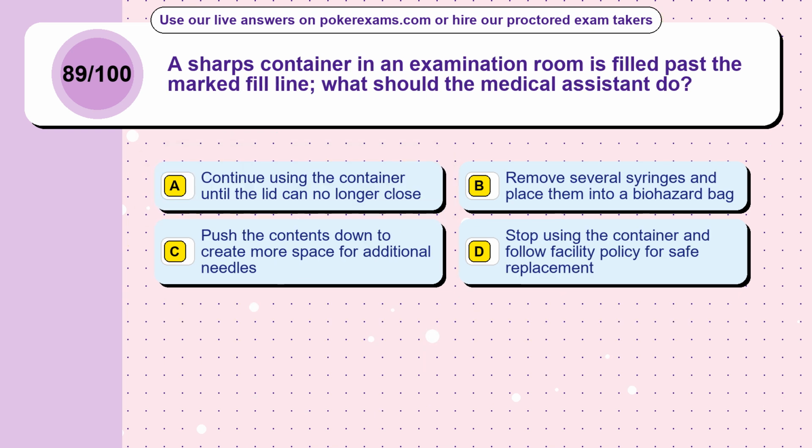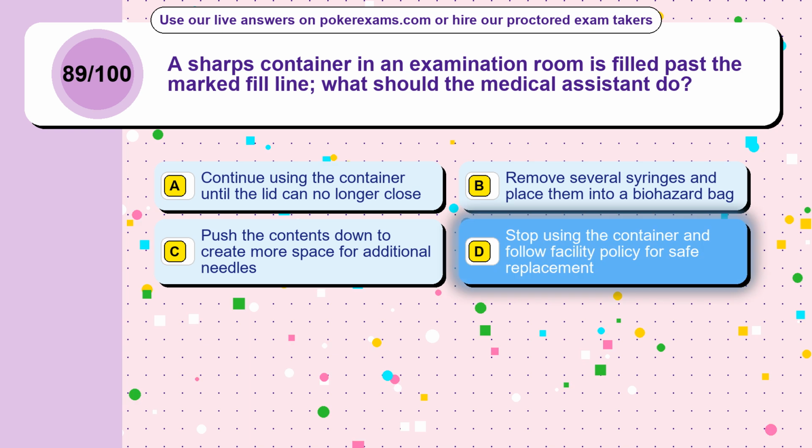Question 89. A sharps container in an examination room is filled past the marked fill line. What should the medical assistant do? Option A. Continue using the container until the lid can no longer close. Option B. Remove several syringes and place them into a biohazard bag. Option C. Push the contents down to create more space for additional needles. Option D. Stop using the container and follow facility policy for safe replacement. The correct answer is option D.